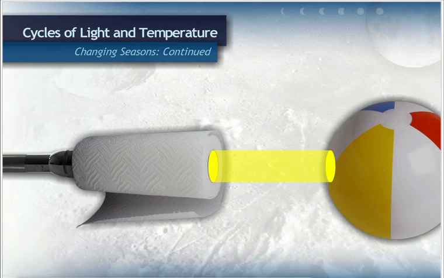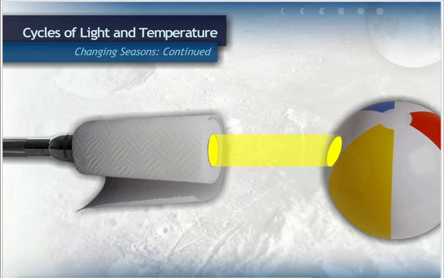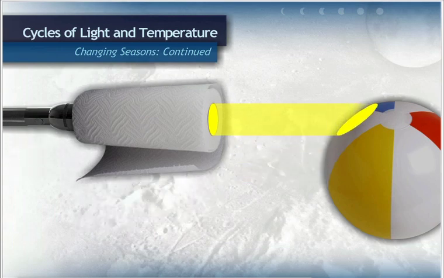Then, without changing the angle of the flashlight, move it up so the light shines closer to the top of the ball. What happens? Instead of a concentrated circle, the light spreads out and covers a greater area. This is what happens to the portion of the Earth that is tilted away from the sun. The sun's energy is spread out over a greater area and is less intense, which causes cooler weather.